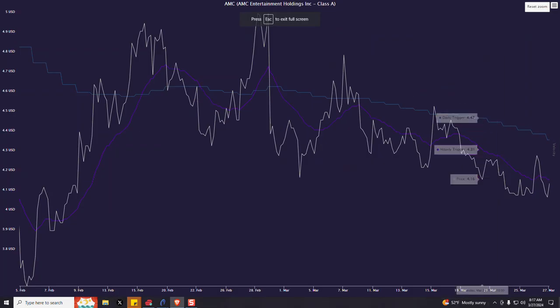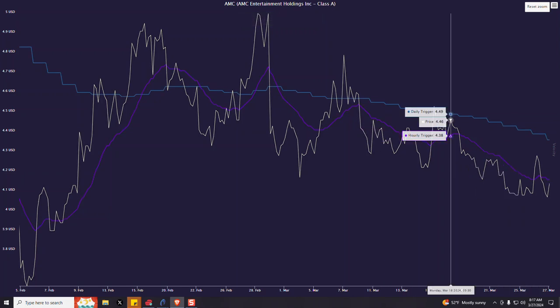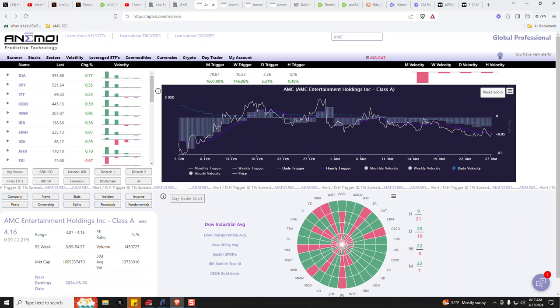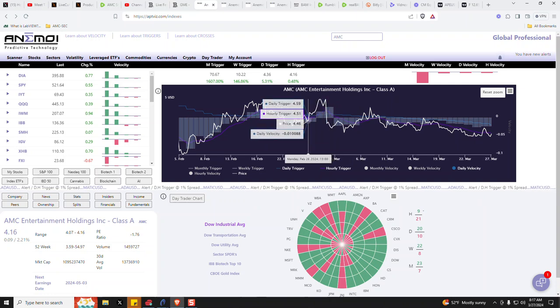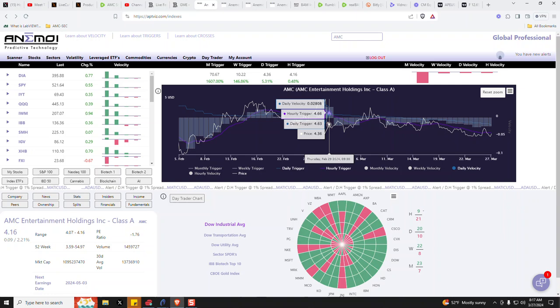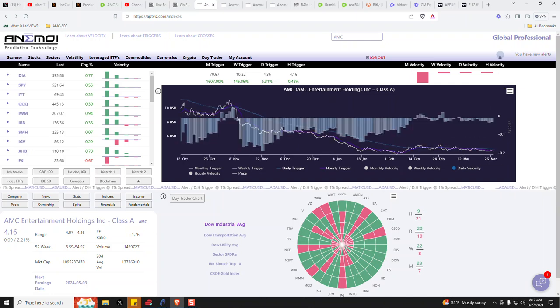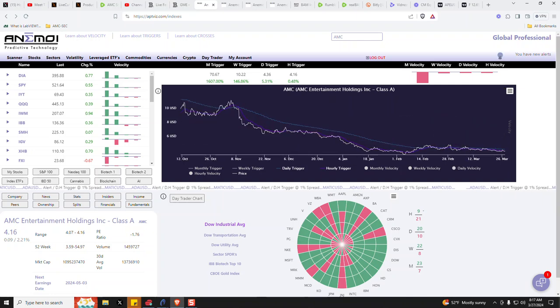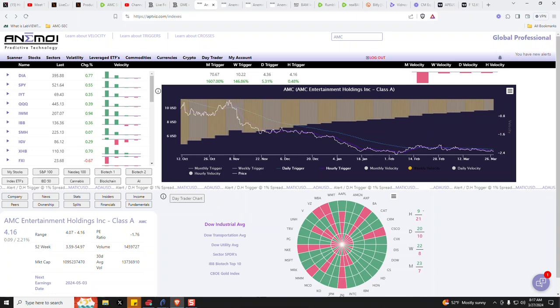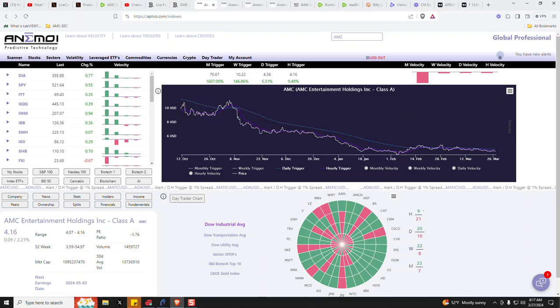And more importantly, we want to focus on the daily velocity, and we want to see a print above 3 cents. So this last high print on daily velocity was 0.028. We want to see a 0.03 print on daily velocity or greater. If we can do that, then our focus becomes this massive bullish divergence in the weekly velocity, which means that price would want to return to the weekly trigger.